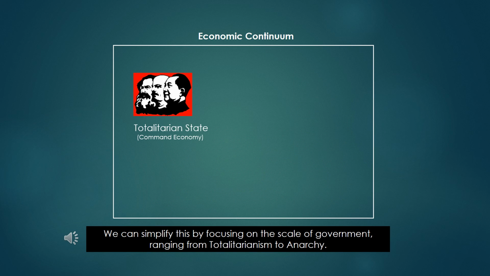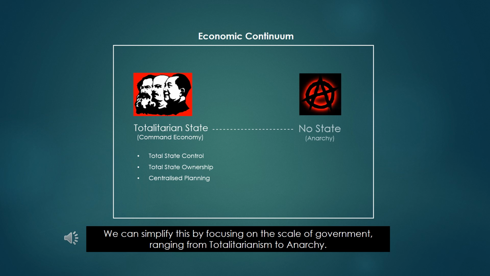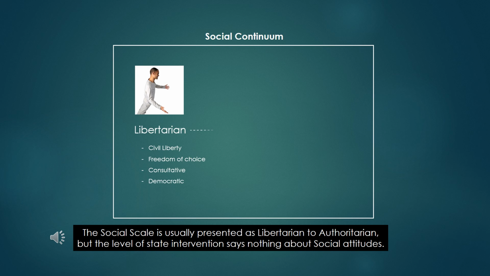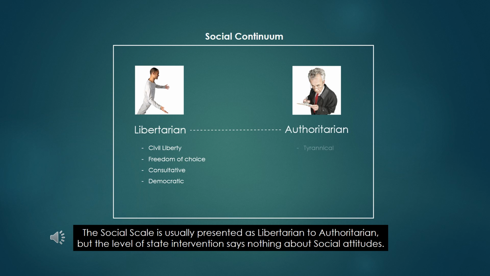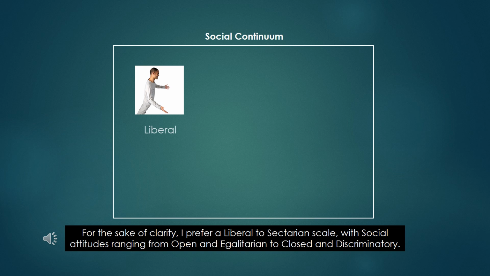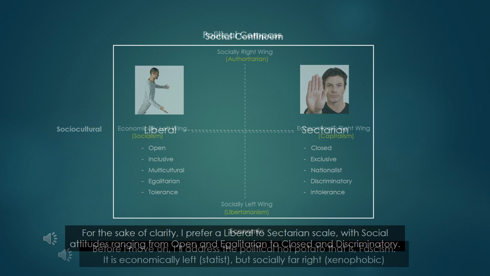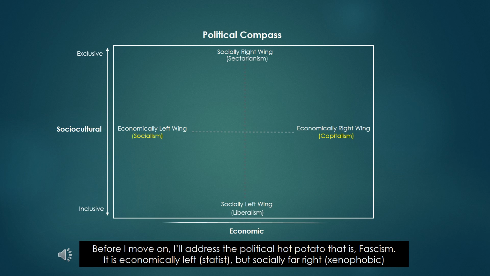We can simplify this by focusing on the scale of government, ranging from totalitarianism to anarchy. The social scale is usually presented as libertarian to authoritarian. But the level of state intervention says nothing about social attitudes. For the sake of clarity, I prefer a liberal to sectarian scale, with social attitudes ranging from open and egalitarian to closed and discriminatory.